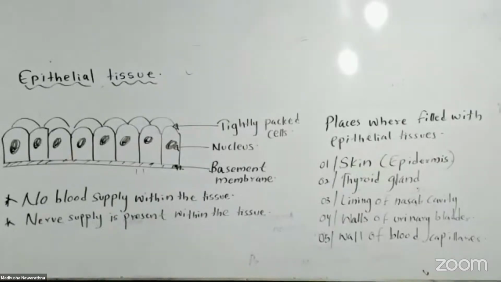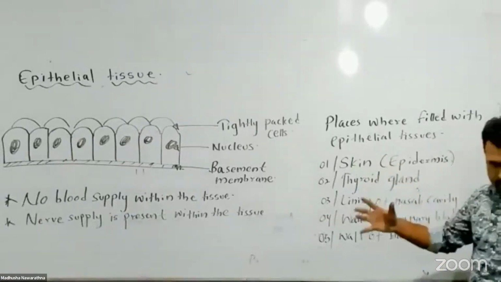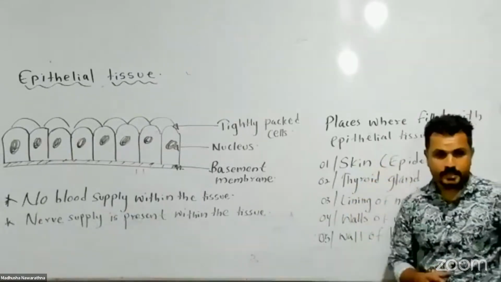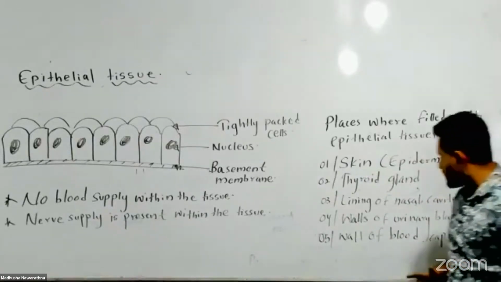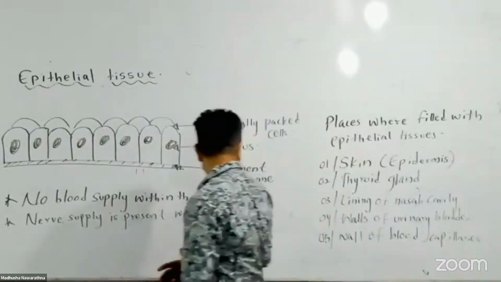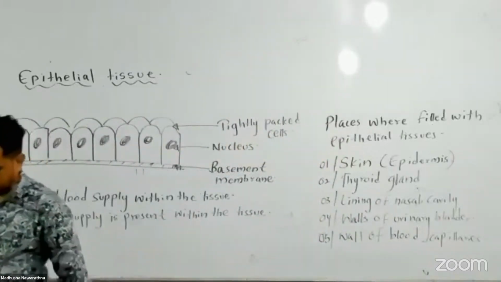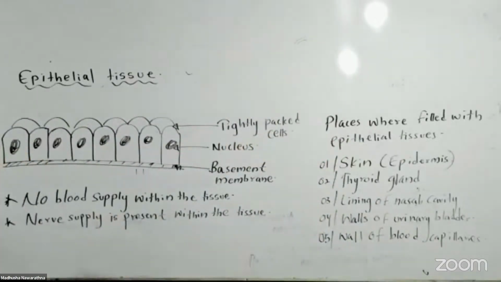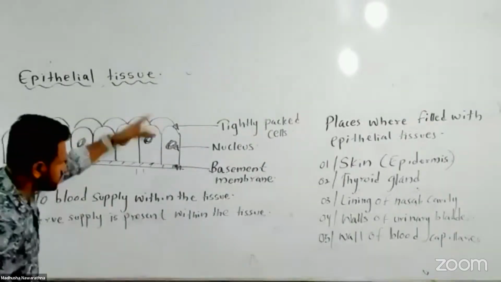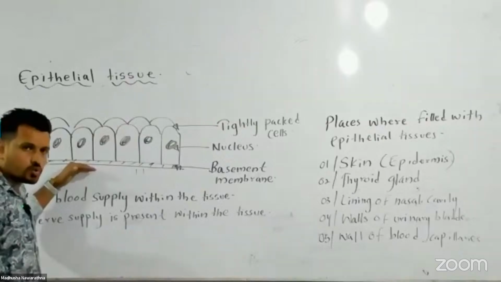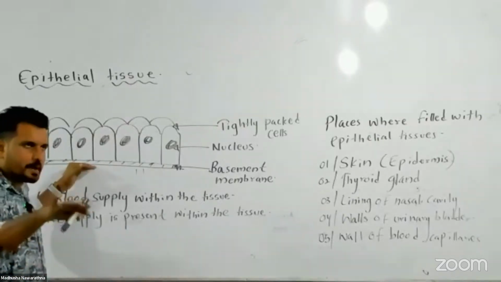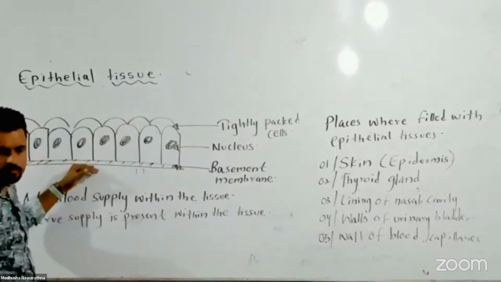This sort of epithelial tissue is in the skin, the epidermis. In the thyroid gland we can observe it, and then the lining of the nasal cavity, then the walls of the urinary bladder and the blood capillaries. Those are the locations where you can observe this sort of tissue. So these tissues are used to fill the empty spaces or the gaps, right?